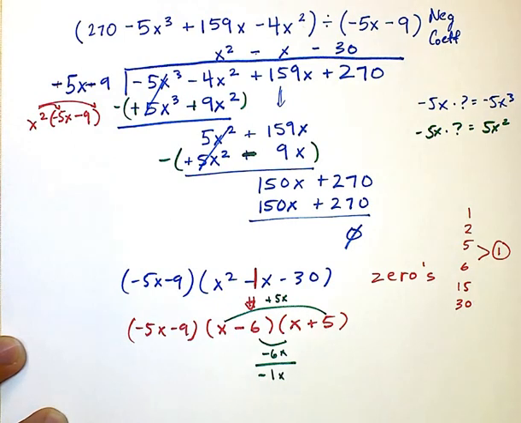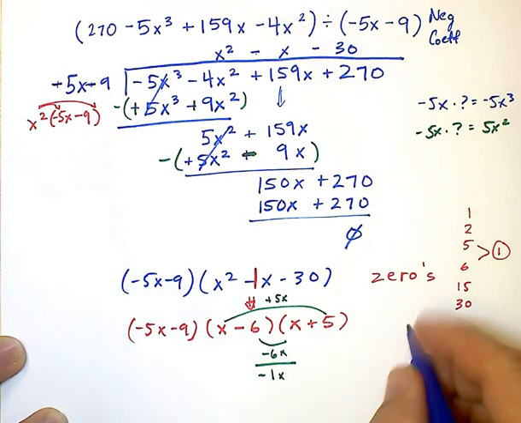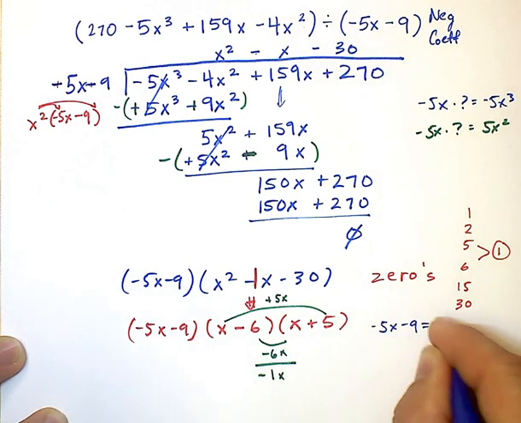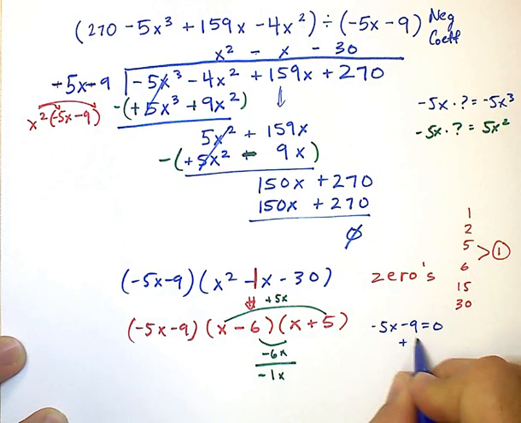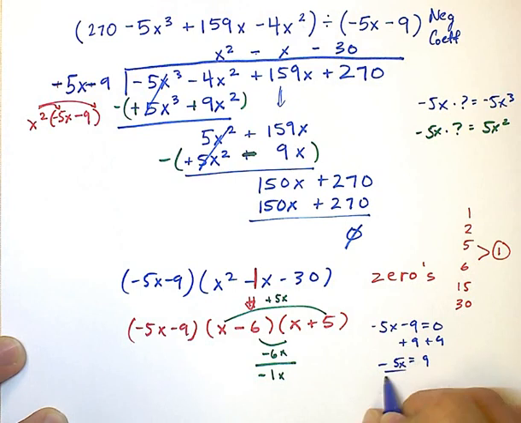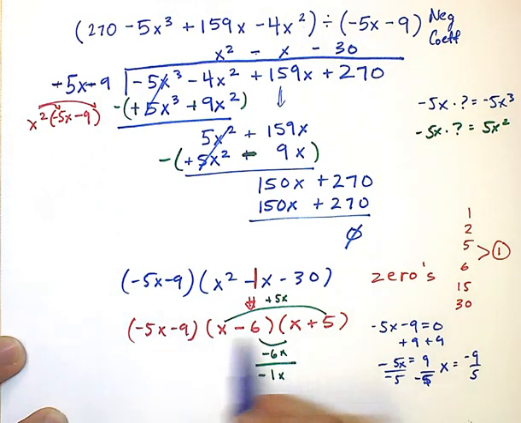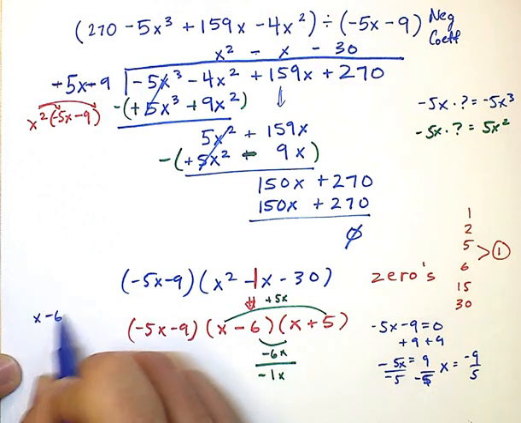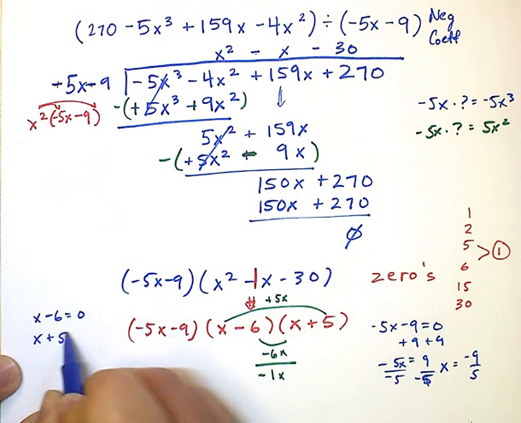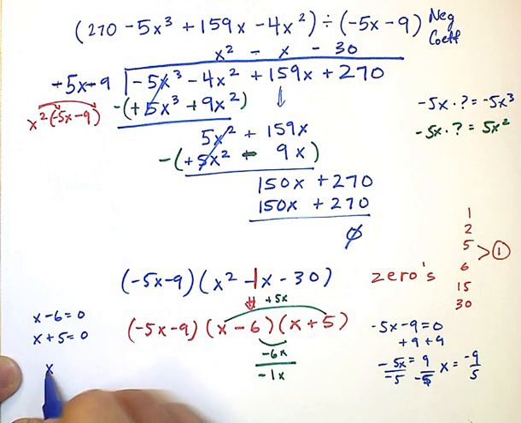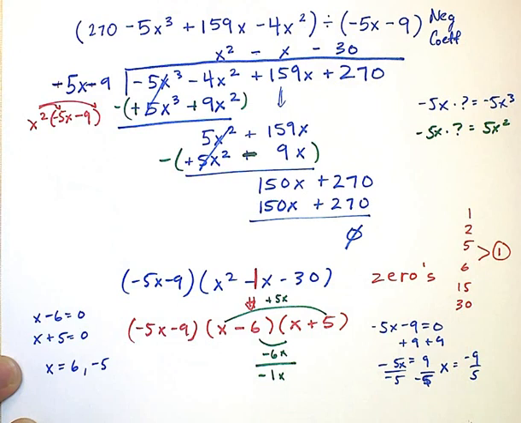And then to solve for zeros, I can simply set up the negative 5x minus 9 equal to 0, add the 9, negative 5x is equal to positive 9, divided by negative 5, x is equal to negative 9 over 5. And for my two other results, I'll have x minus 6 equal to 0, and x plus 5 equal to 0. Solving for these gives me x is equal to 6 and negative 5. So altogether, my zeros are going to be 6, negative 5, and negative 9 over 5.